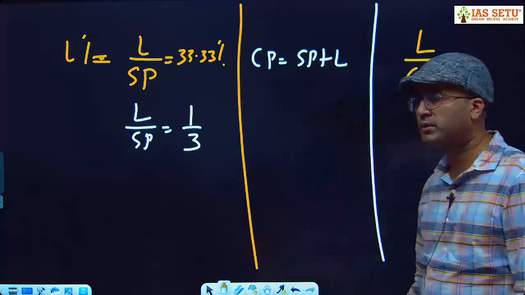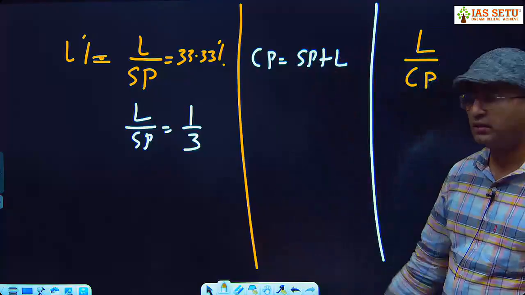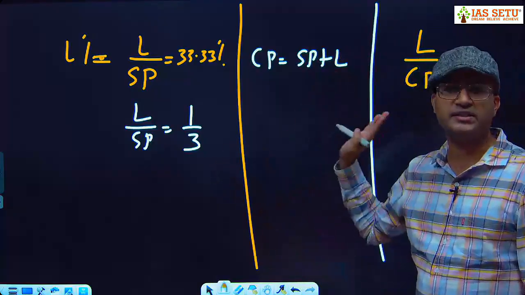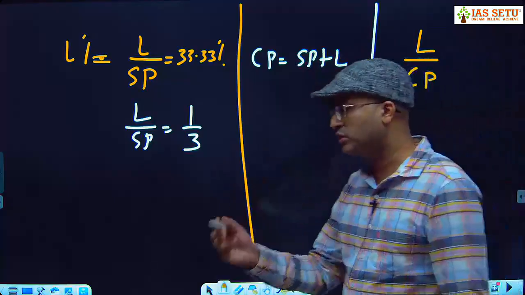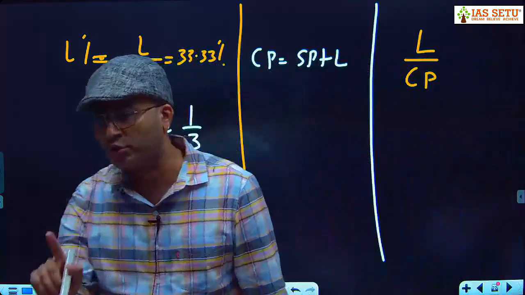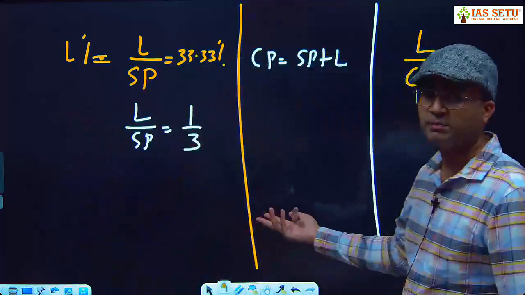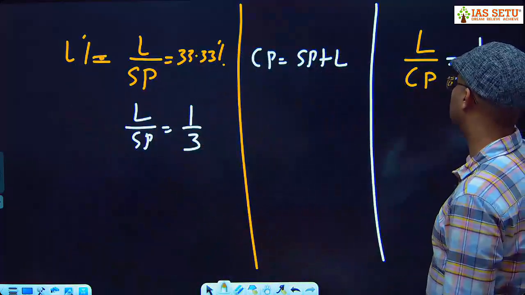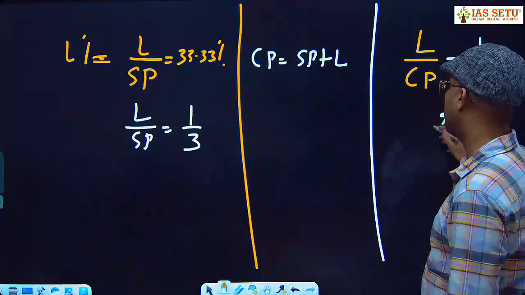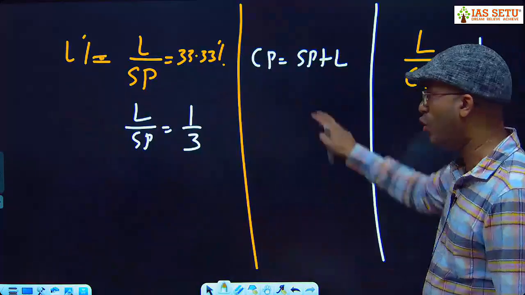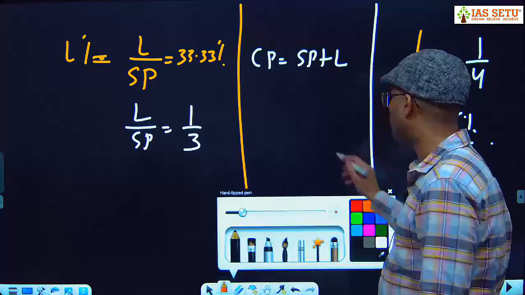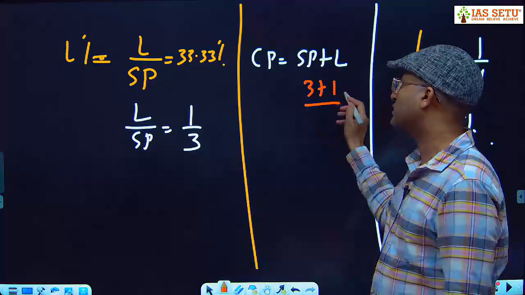Those who enjoy rote learning can enjoy it here. Those who understand logic, that is easy. I sold this marker in 3 rupees, 1 rupee loss. It means my investment is 4 rupees, loss 1, CP 4. So your actual loss percentage is 1/4. What is 1/4? 25%. Or what is selling price? 3. What is loss? 1. What is 3 plus 1?